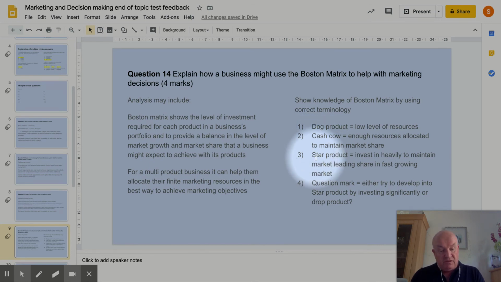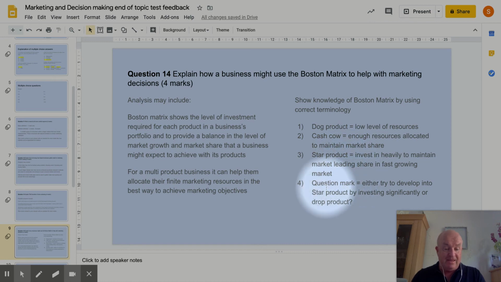Star product obviously is the one that you're really looking for, because that's where you've got high levels of market share, but you've also got high levels of growth. And clearly in that case, if we've got a really high level of market share where we're a market leader, we want to invest heavily in exploiting that and making sure that if it is a fast growing market, we're still getting the lion's share to maintain our market leadership position.